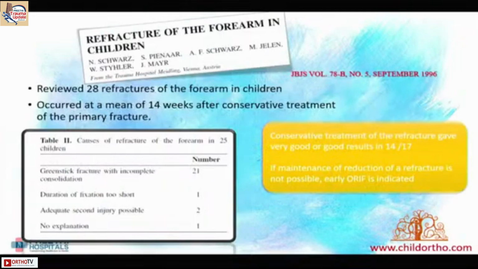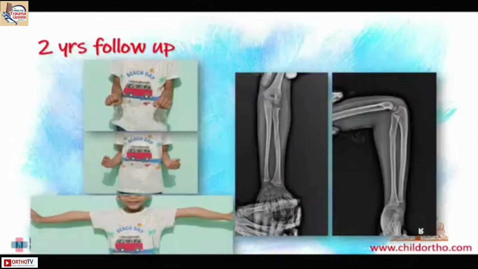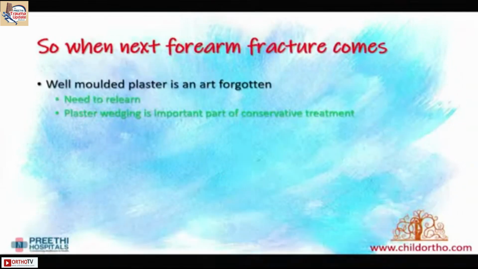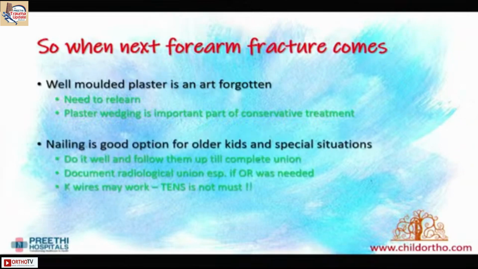There are papers saying that greenstick fractures tend to refracture more than complete fractures, and you should use a brace. And this is the 2-year follow-up of the same child, with excellent remodeling. So when you get a forearm fracture next time, well-molded plaster is an art forgotten. We need to relearn that. And if you do not get it on the first attempt, 1 week later you still have a second chance where you can do wedging and correct and still continue with your conservative treatment.